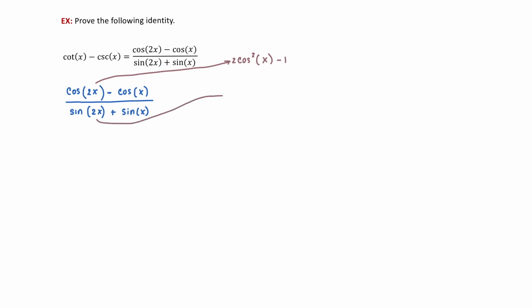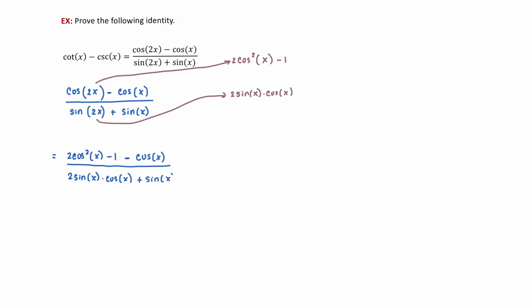And then for the 1 here in the bottom, the fact that sine of 2x is equal to 2 sine x times cosine of x. So let's go ahead and do that. So in the numerator, we're going to have 2 cosine squared x minus 1, and then over here, minus cosine of x. That was already there. And all this will be divided by 2 and then sine x times cosine x plus sine x.